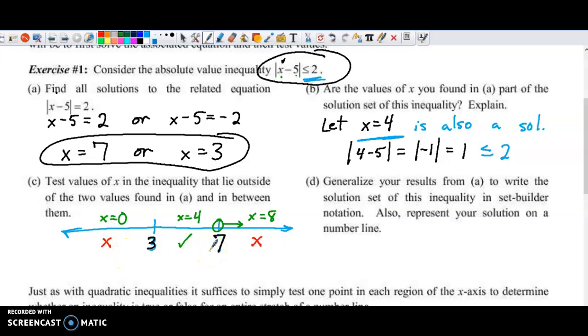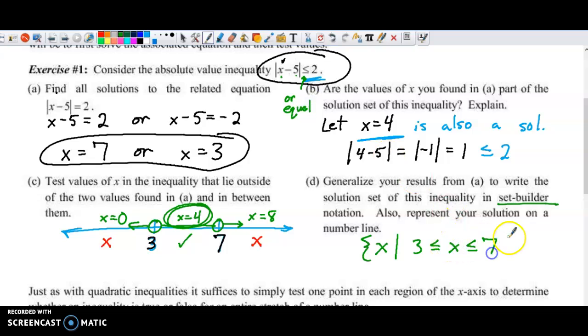So there's a couple ways that we can write our generalized solution. Because we wanted all the answers, we tried that way, we tried in between, and the ones that worked were the ones that were in between 3 and 7. So in set builder notation, what we would write is we want values for x satisfying that our answers were between 3, and I want to use or equal to because we had an or equal to up here, and x is less than or equal to 7.